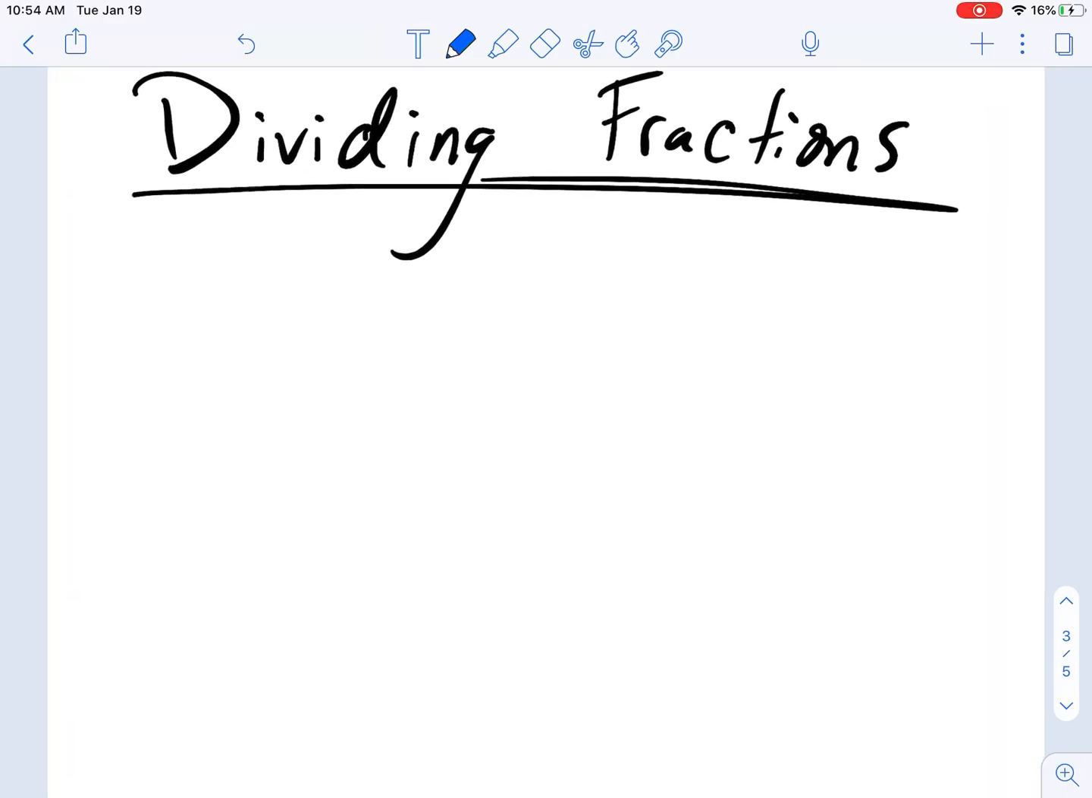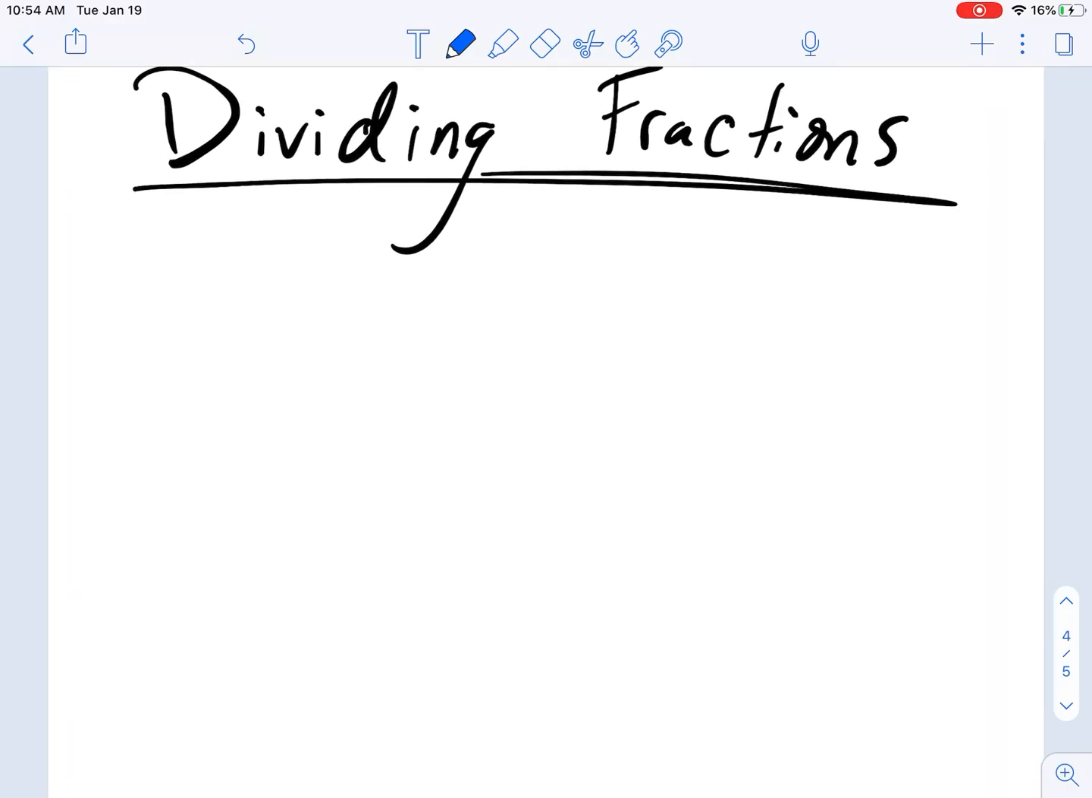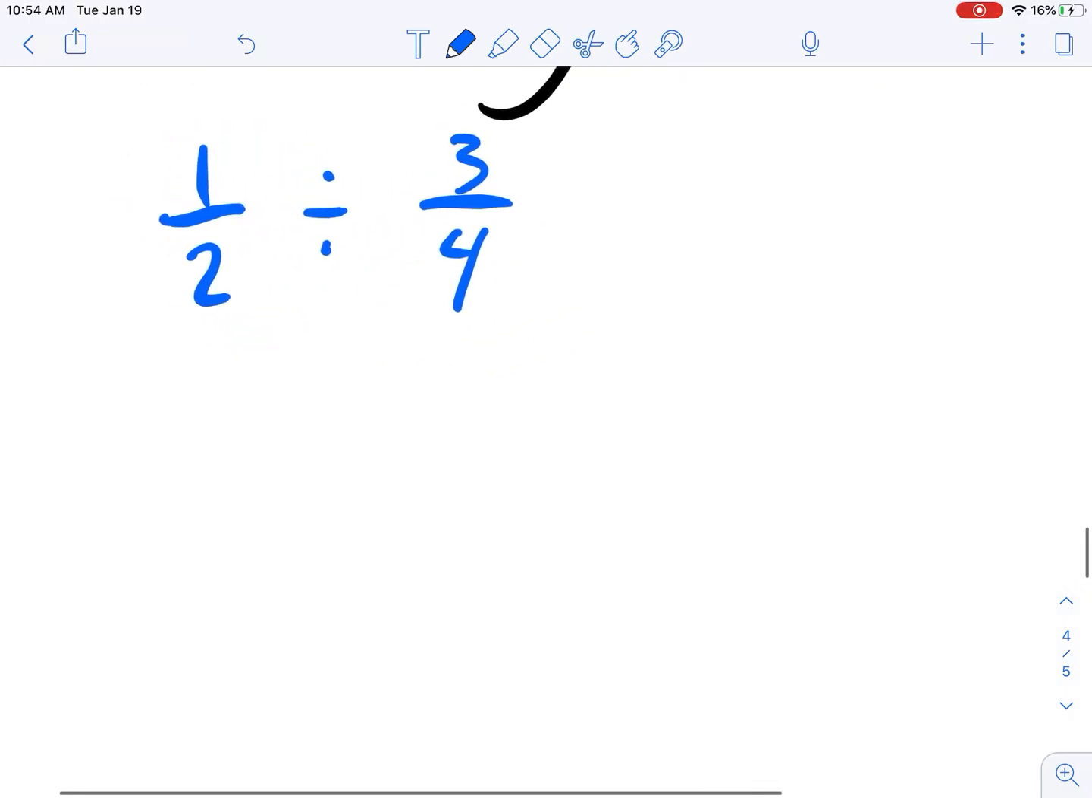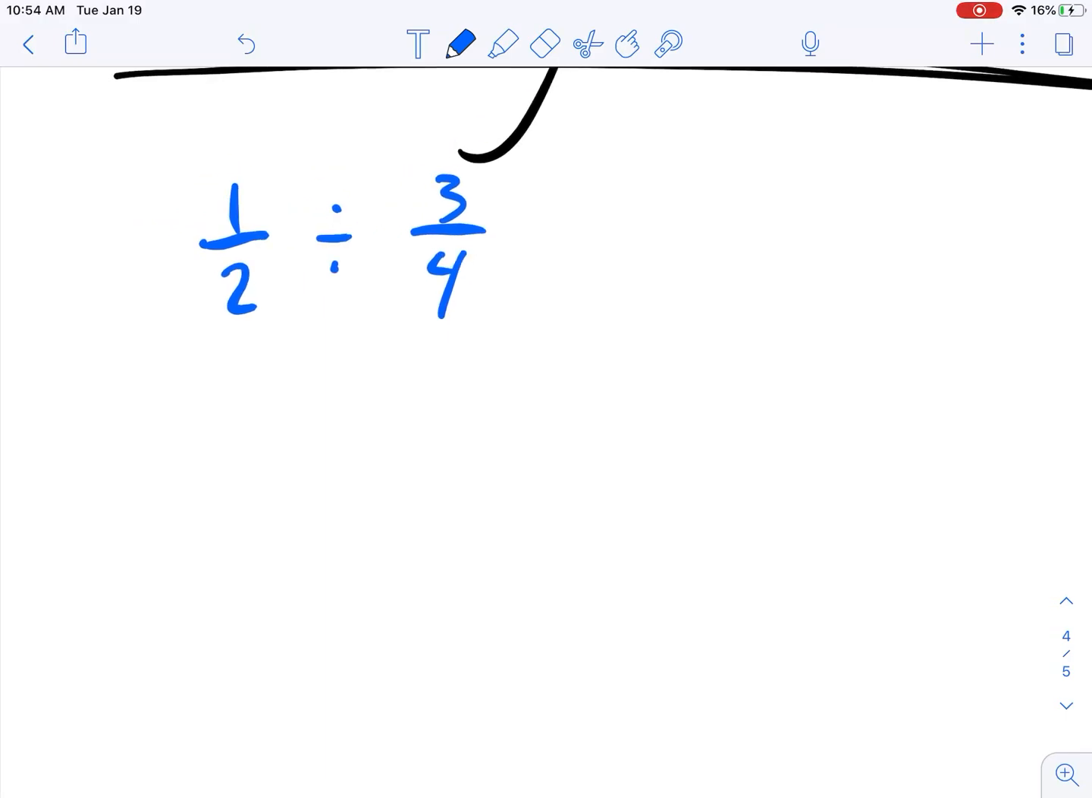Just going to go over real quick how to divide fractions. So your Edgenuity lesson will be about dividing negative fractions, but before we begin, I'll just quickly review dividing positive fractions. So if we had 1/2 divided by 3/4, just a reminder, you learned this last year in 6th grade.